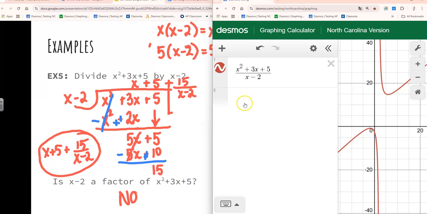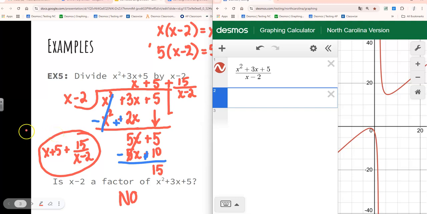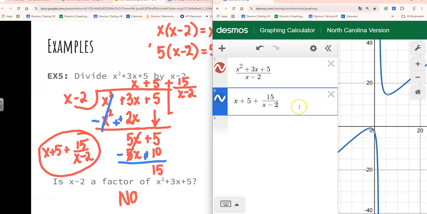Okay? And then graph the answer choices if it's multiple choice. In this case, we're going to graph our answer. So I've got x plus 5 plus 15 over x minus 2 right here. And so if I graph those, they're equal to each other. All right? So you can use that to check your work if it's not multiple choice. Or a lot of the questions you're going to get are going to be multiple choice where you can graph it and check. Okay? So you wouldn't have to do it in the first place. But not all of them. There's a few where you'll have to be able to do long division.